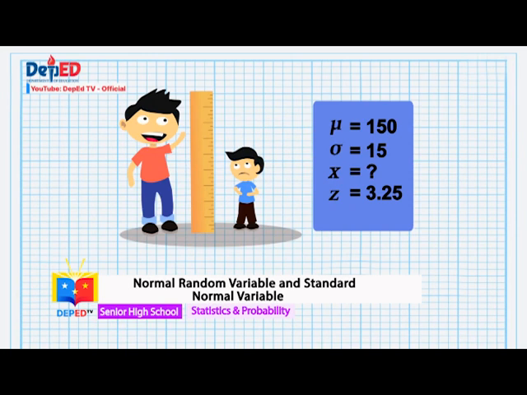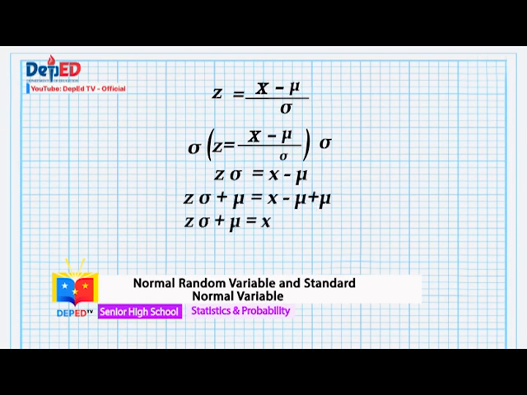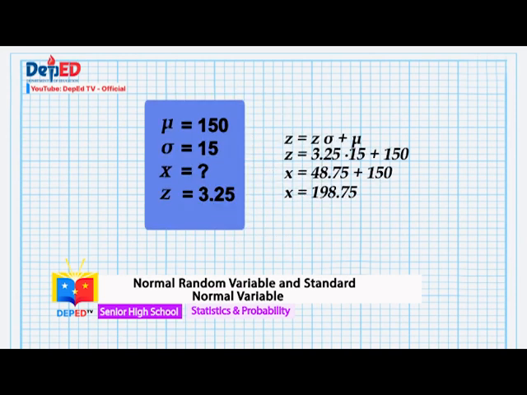In this example, the z-score is given while the normal random variable is unknown. So let us derive the formula for the z-score. Let's multiply both sides by the standard deviation, add the mean on both sides, then we can solve for the score using this formula. To solve for the score, let's recall what we have and use the new formula. Note that the z-score is 3.25, which is positive, meaning the score is above the mean. So let's substitute the values and solve.